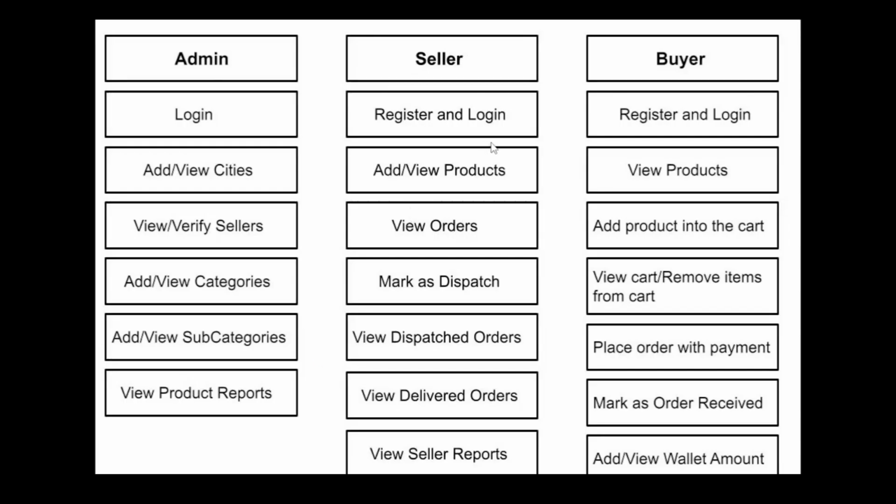In this project we have three modules: admin, seller and buyer. Admin is the person who handles this website, and authentication of the sellers will be done by the admin. In this project, admin has predefined login credentials. With those predefined login credentials, admin will log in. After logging into the account, admin will add the cities where the online services are available. After adding the cities, admin can view the cities which were added.